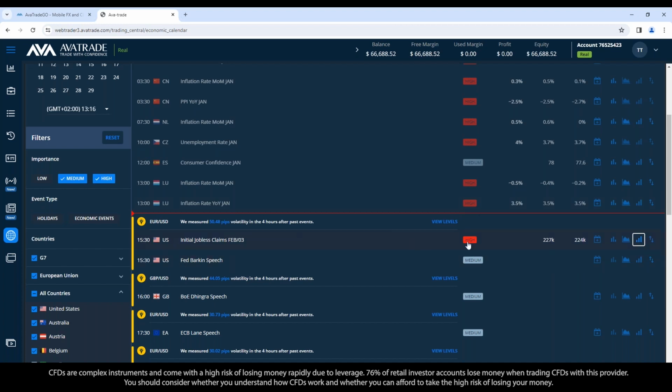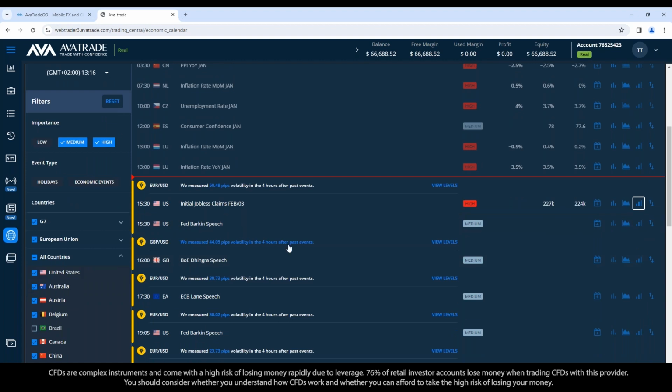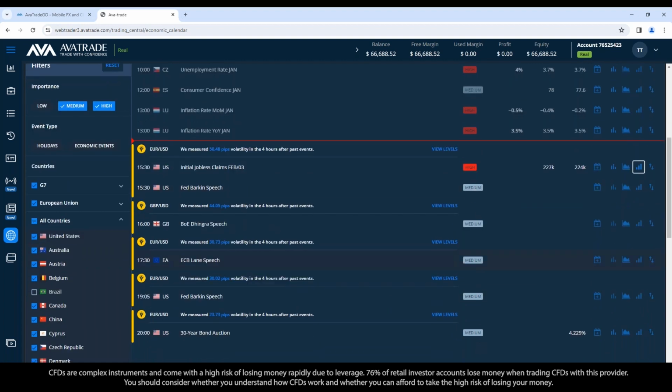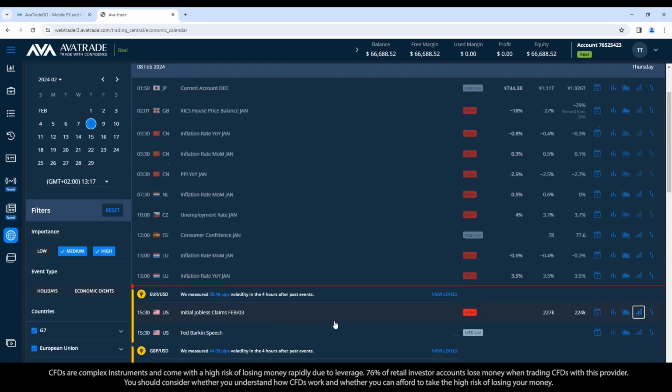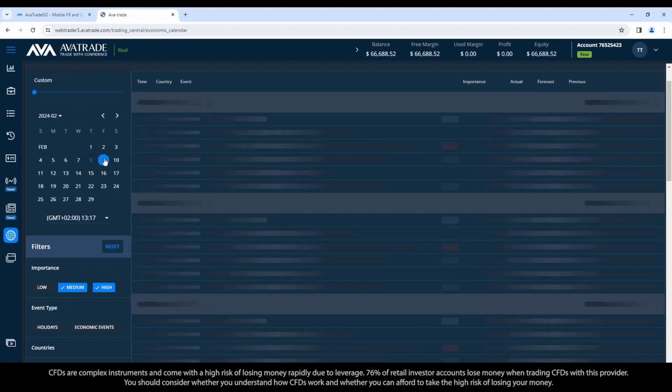All right, so that's a high-level announcement coming up soon today, just in a couple hours. And then I don't see any other high-level ones. There are some medium-level announcements, but nothing that jumps out at me as being an event that's highly traded. So let's look at tomorrow.